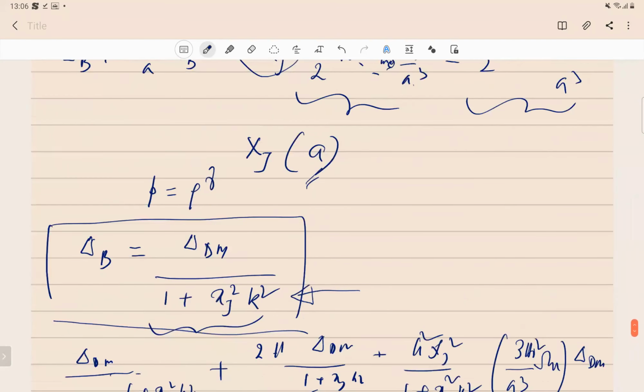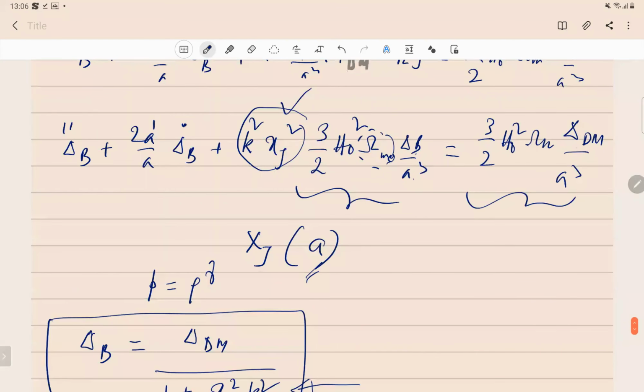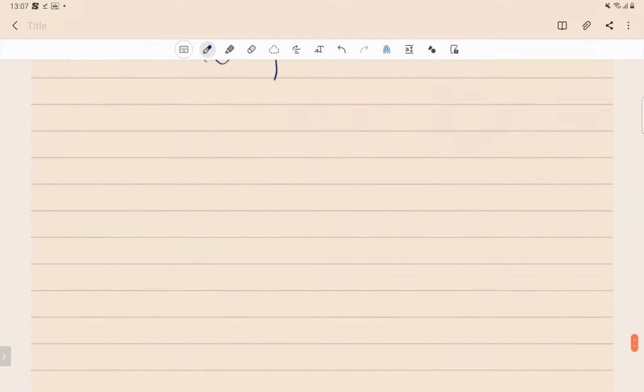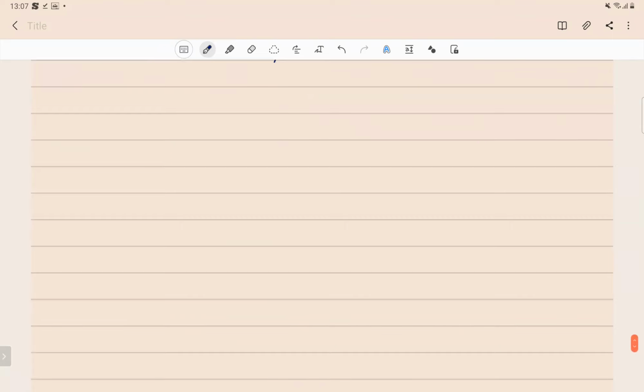But of course, one has to numerically integrate these equations in a self-consistent manner, because this xj itself has its own evolution equation. So those have to be coupled with it, and it would lead to a lot of coupled equations, which have to be dealt with numerically. And of course, in reionization, this becomes even more complex because of how the gas evolves. Okay, good. So much about Jeans instability.